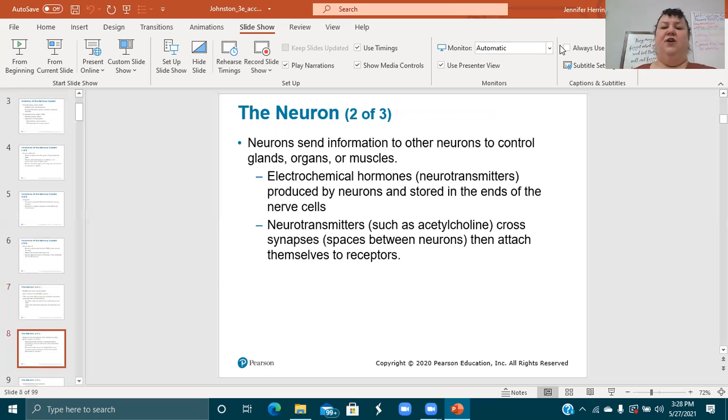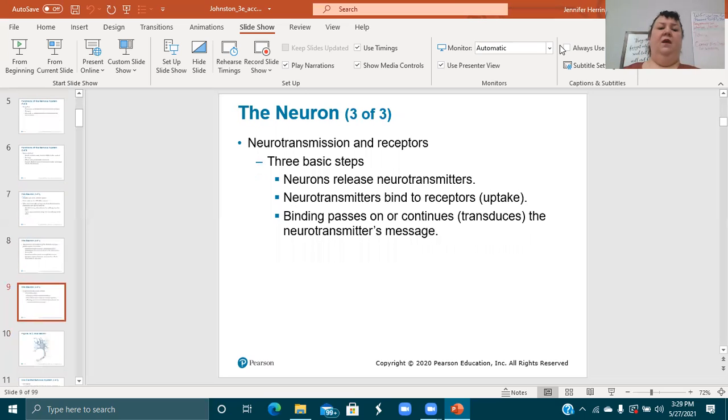The neurons send information to other neurons to control glands, organs, or muscles. Electrochemical hormones, or neurotransmitters, are produced by neurons and stored in the ends of the nerve cells. Neurotransmitters such as acetylcholine cross synapses, spaces between neurons, then attach themselves to receptors. So there are 3 basic steps to neurotransmission and receptors. The neurons release neurotransmitters. Neurotransmitters bind to receptors or uptake, and binding passes on or continues or transduces the neurotransmitter's message.